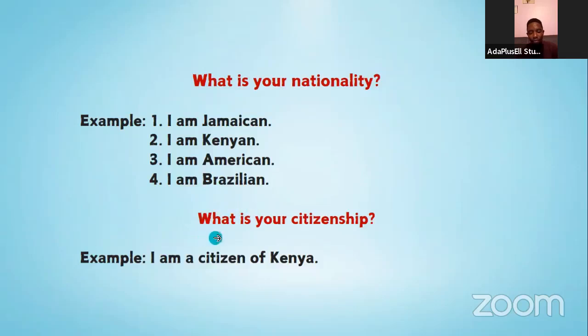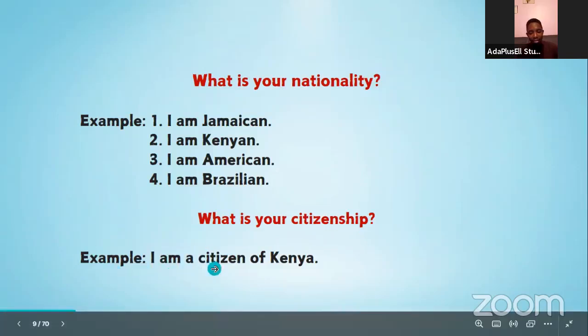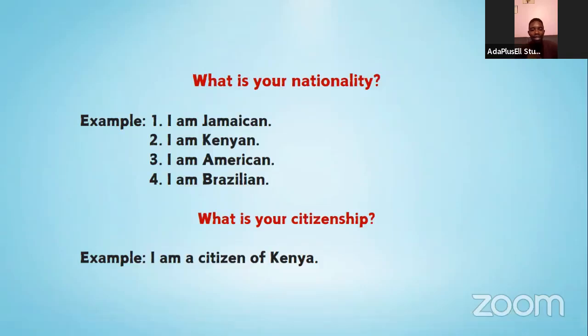And then someone also can ask, what is your citizenship? When it comes to citizenship, there are some people who can have dual citizenship, like two. You can belong in two countries. You can say you are from Brazil and also Kenya. So when you have that, that is where citizenship comes in. For example, someone can say, I am a citizen of Kenya. It means for me, I only have one citizenship for one country.